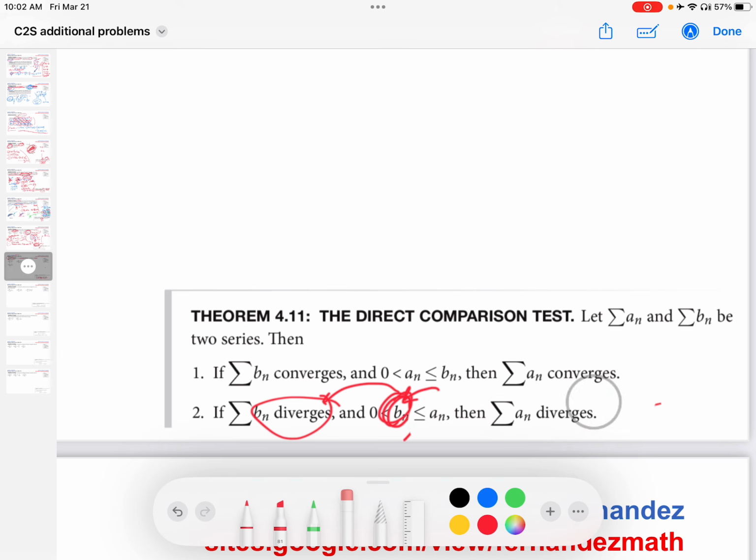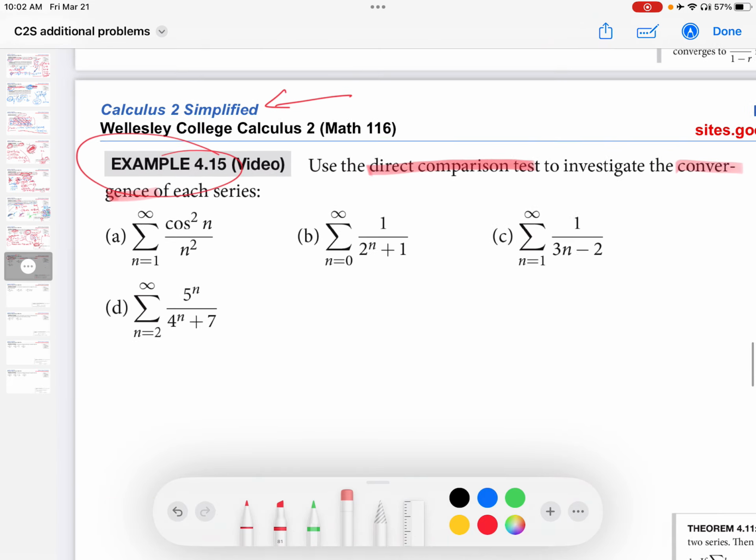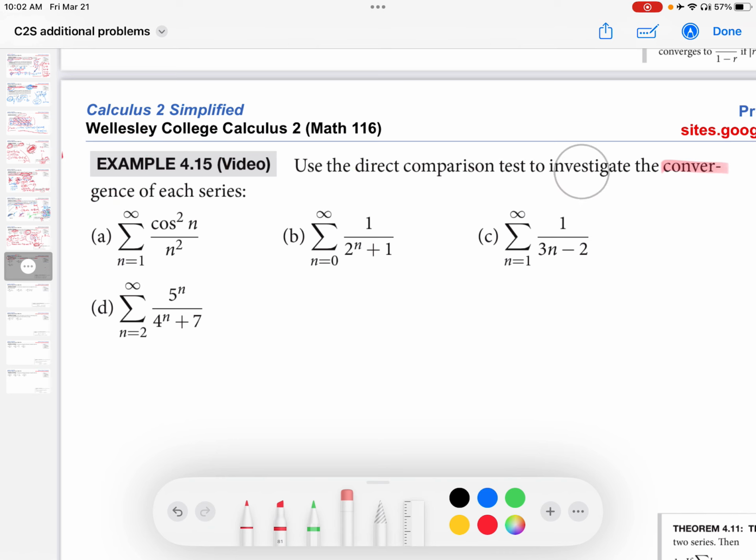Then the direct comparison test tells me this diverges. So depending on whether you are thinking the series a sub n converges or diverges, the direct comparison test can help you conclude that, provided you satisfy all of these hypotheses. So let's go to the example and let me show you how you can use the direct comparison test in 4 different ways. That's the idea of these 4 examples, to show a series converges or diverges.